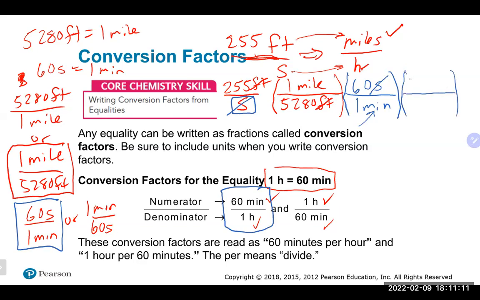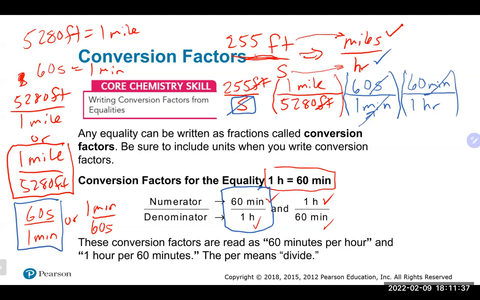Up on top would go 60 minutes. On the bottom would go 1 hour. Same deal, minutes on top and minutes on the bottom would cancel. The units we're left with are miles, the only one standing up on top, which is good. And the only unit left on the bottom is hours, which is good as well, because that's what we're looking for. Now, first off, any questions on the setup there?